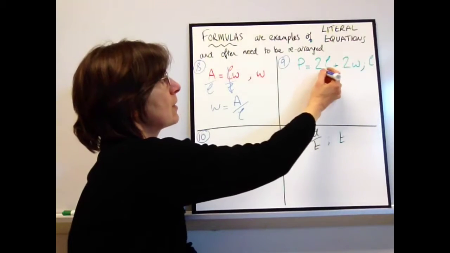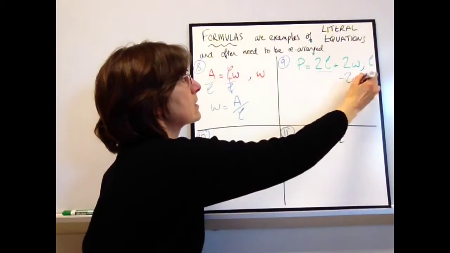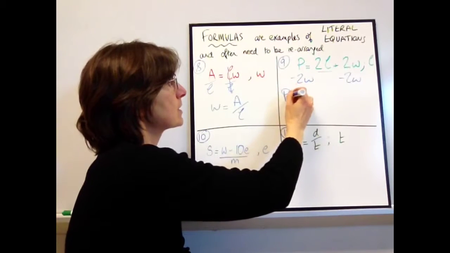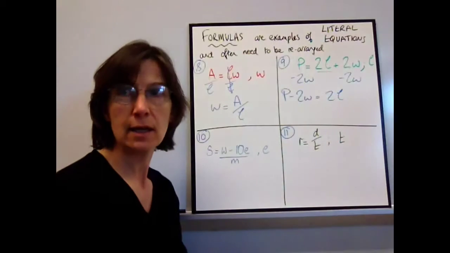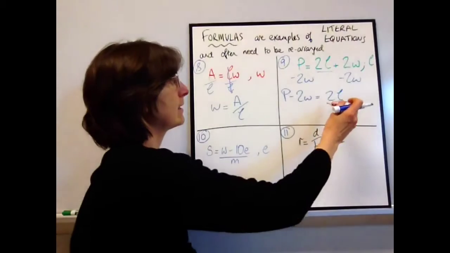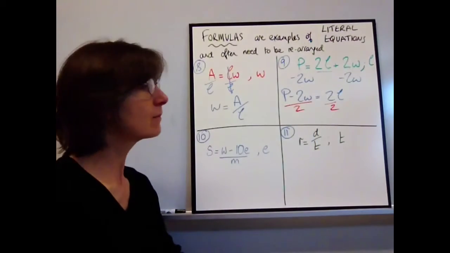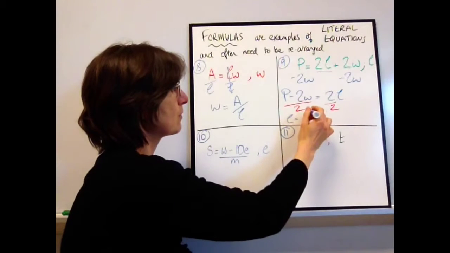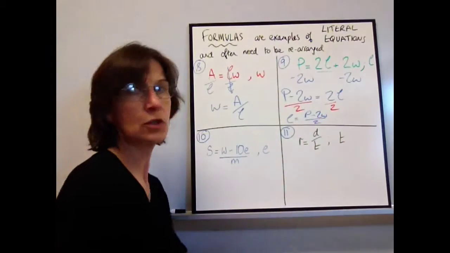So, first of all, I want to get the variable term on its own. So I'm going to subtract 2W from both sides. So the perimeter minus twice the width is equal to twice the length. Well, if that's equal to twice the length, to get the regular length, I will obviously need to divide out 2 from both sides. So the length is equal to perimeter minus 2 times the width, all over 2.